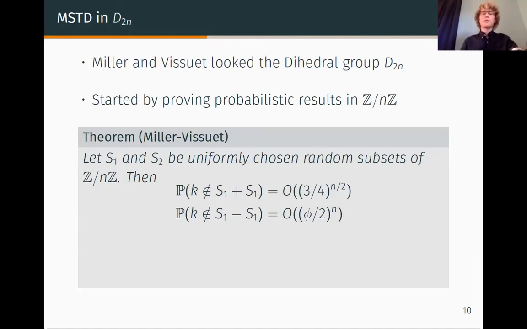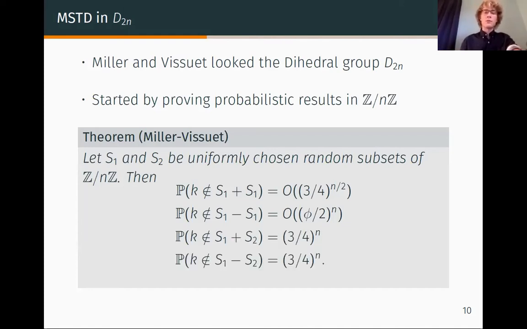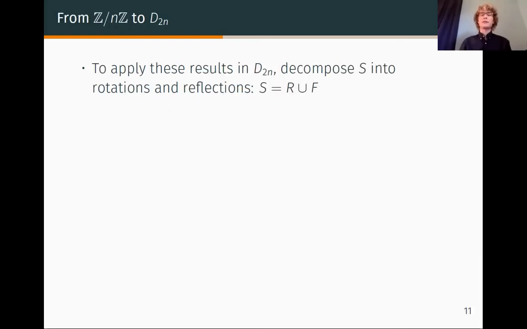When taking a sum set of a set with itself, they found asymptotic results like this. And when adding two different sets or subtracting two different sets, they found precise results here. So these are the probabilities we have in Z mod NZ, but how do we apply this in the dihedral group?